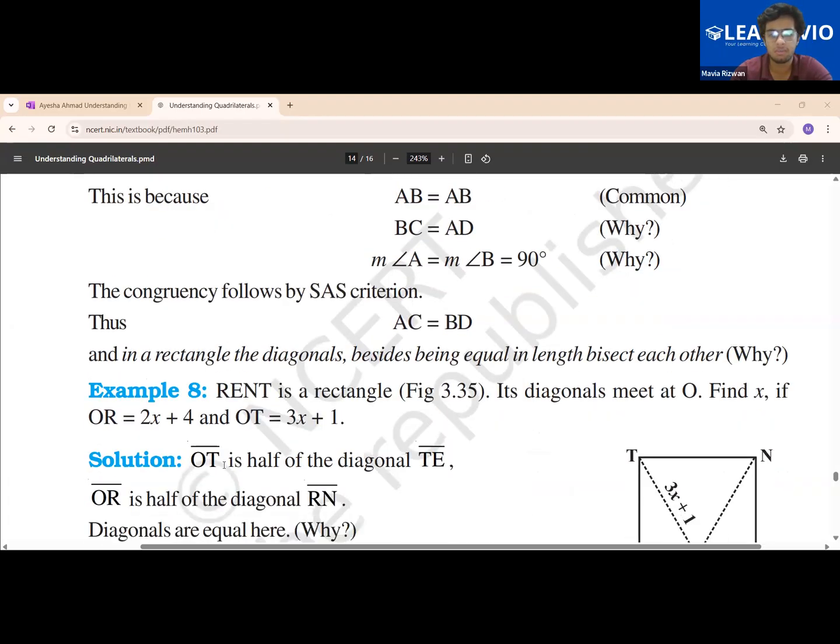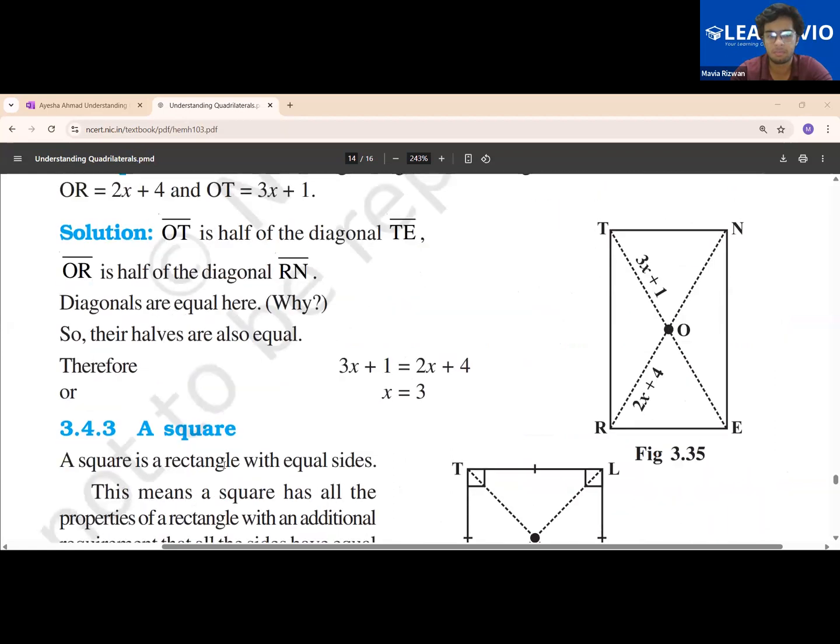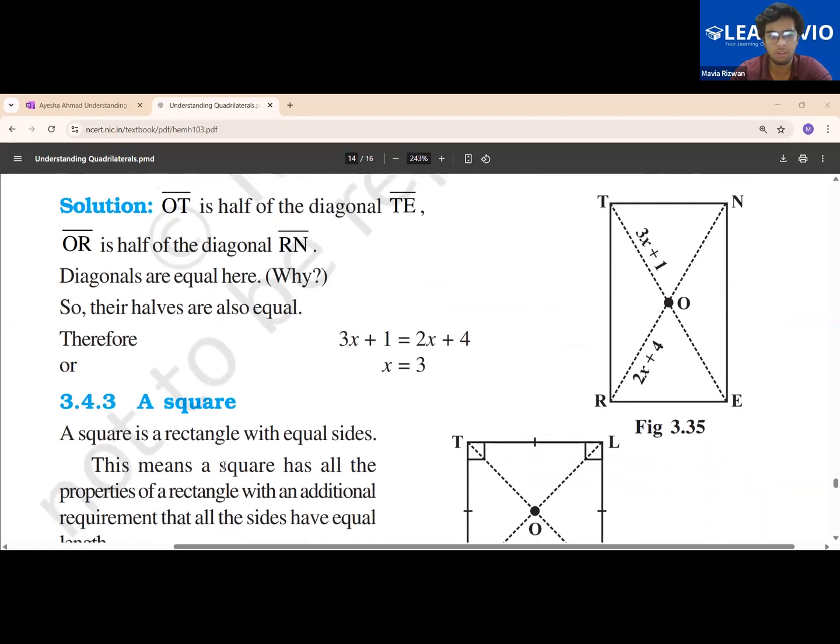What is the answer, Aisha? X equals 3. Correct. Good.